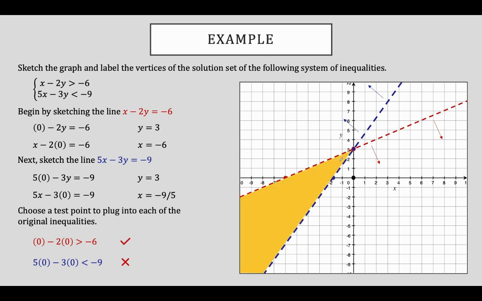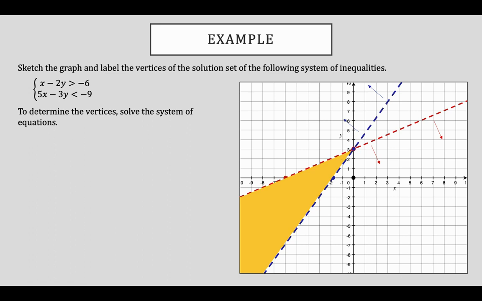The shading from both lines intersects there. All right, there is the region of our solution set. Finally, to determine the vertices, we solve the system of equations. Now, again, vertices are just corners of your solution set, and there is only one corner of the solution set. And based off of our graph, we know it's actually the y-intercept at (0, 3).